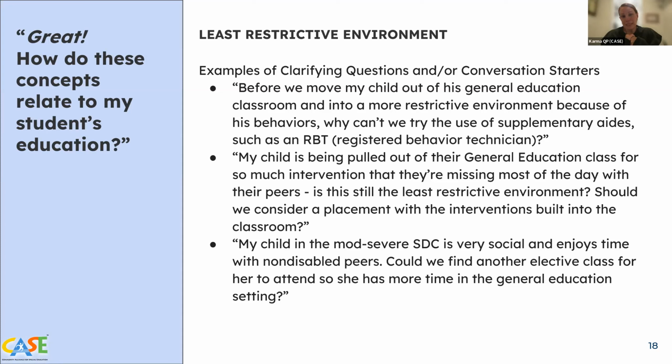Or maybe you would say, my child is already in the moderate severe SDC, and they're very social and they love spending time with their non-disabled peers. How about we find an elective class for them to attend so they have more time with their general education setting and with their non-disabled peers? These are examples of moving between the different environments and finding what the least restrictive environment for that student might be. Next slide, please.